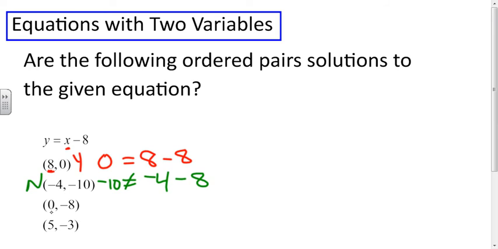Next, here's my x coordinate 0, and my y coordinate is going to be negative 8. So is 0 minus 8 equal to negative 8? Yes, it is. And again, I just want to substitute my x coordinate for x, my y coordinate for y. So my x coordinate is 5. Subtract 8. Is that equal to my y coordinate, negative 3? Yes, it is.